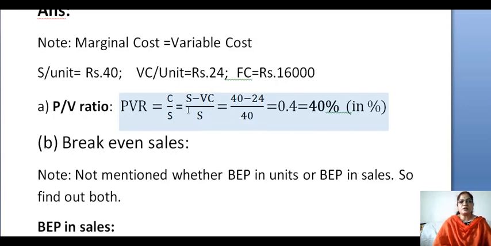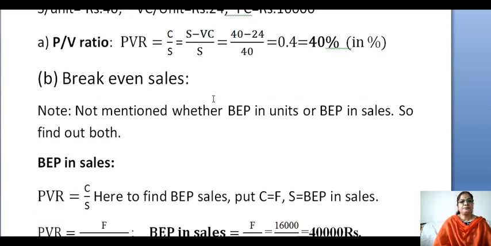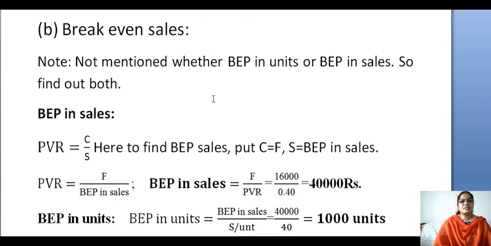Here either all the three can be taken in total or can be taken per unit. What data we have, based on that we have to consider. So S and VC per unit we have, let us consider per unit. S per unit 40, VC per unit 24, once again selling price per unit 40. So we get 0.4. I already told you, if we need in percentage, just multiply this by 100, you get 40%.